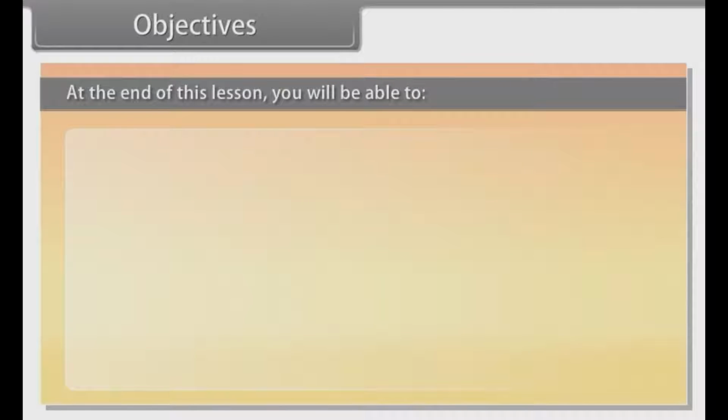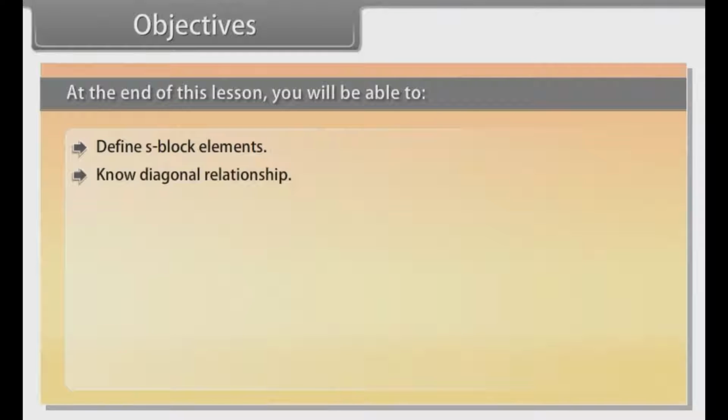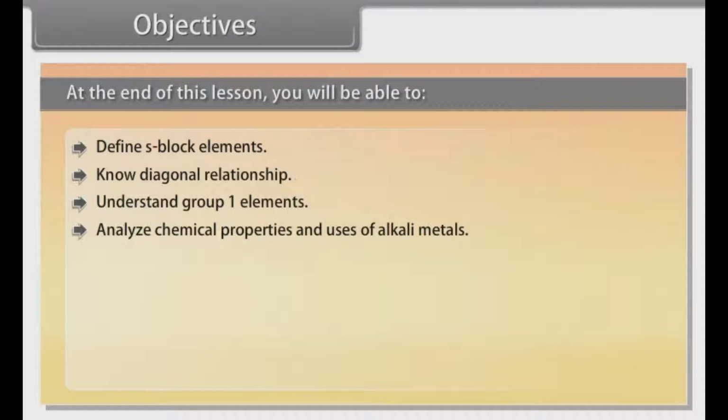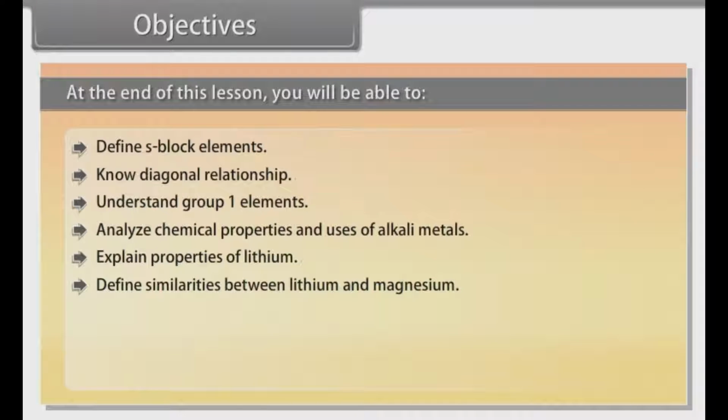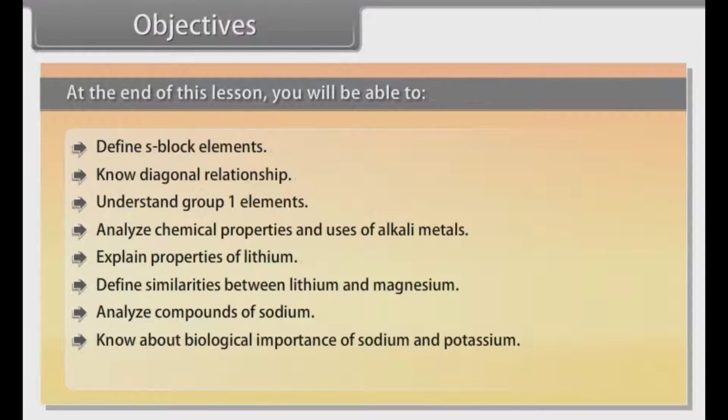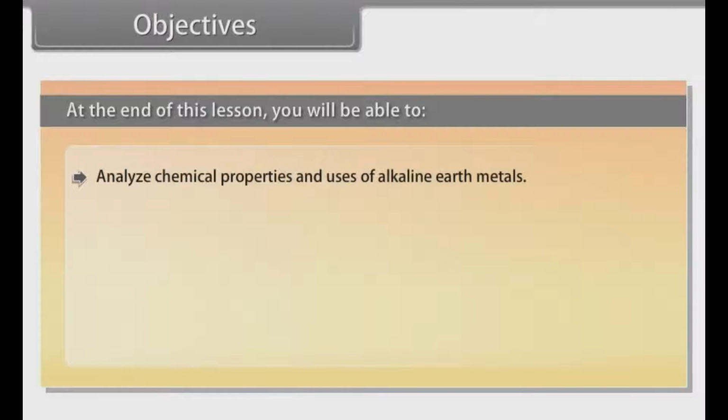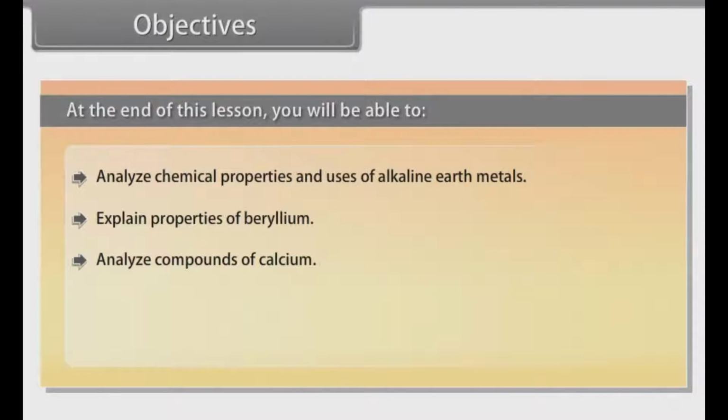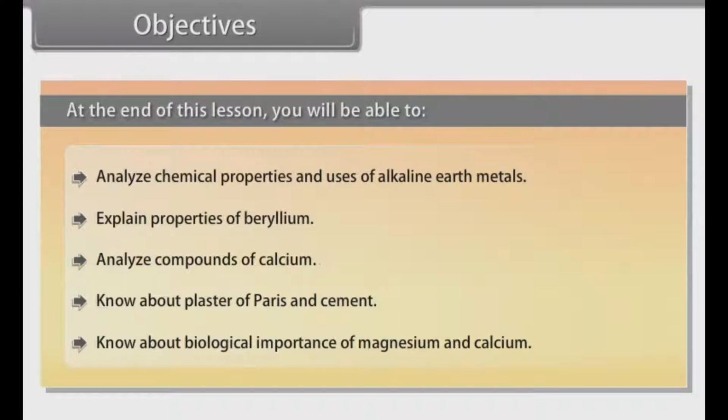Objectives. At the end of this lesson, you will be able to define s-block elements, know the diagonal relationship, understand group 1 elements, analyze chemical properties and uses of alkali metals, explain properties of lithium, define similarities between lithium and magnesium, analyze compounds of sodium, know about the biological importance of sodium and potassium, understand group 2 elements, analyze chemical properties and uses of alkaline earth metals, explain properties of beryllium, analyze compounds of calcium, know about plaster of Paris and cement, know about the biological importance of magnesium and calcium.